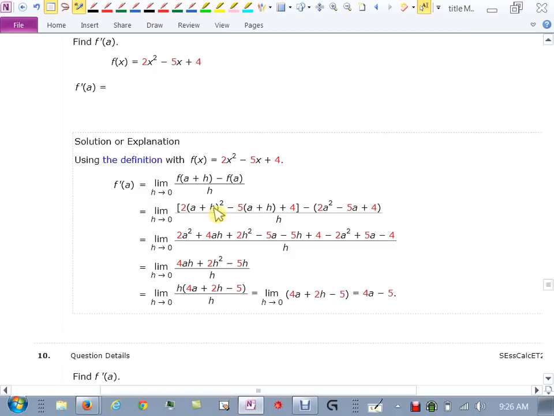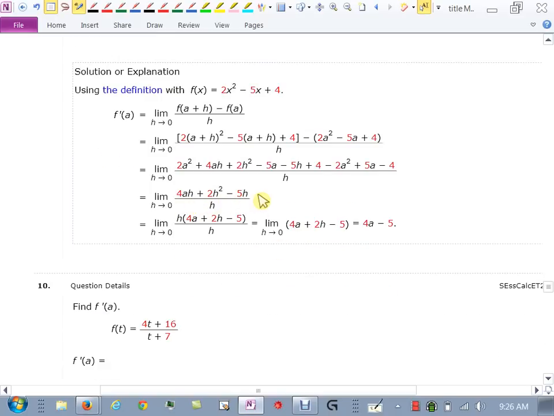And then they go ahead and expand that out, distribute a 2, multiply -5 through here, 4, and then they distribute the negative sign through those 3 terms. Cancel things out. All the terms in the numerator have an h. Factor the h out, cancel h, and then you're left with this. Let h go to 0. All you're left with is 4a minus 5.